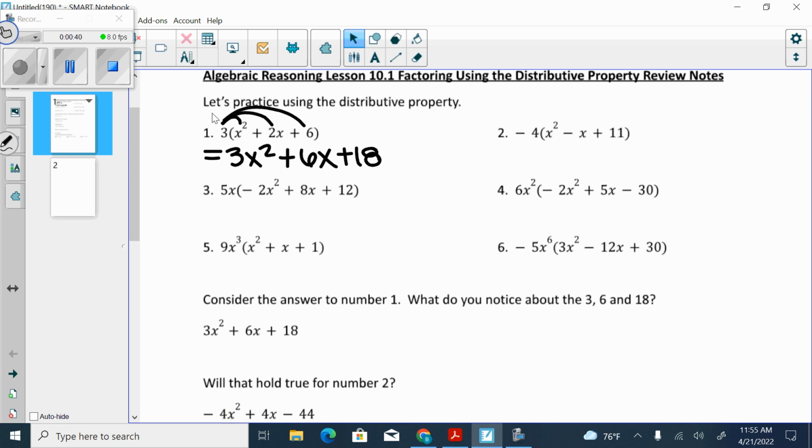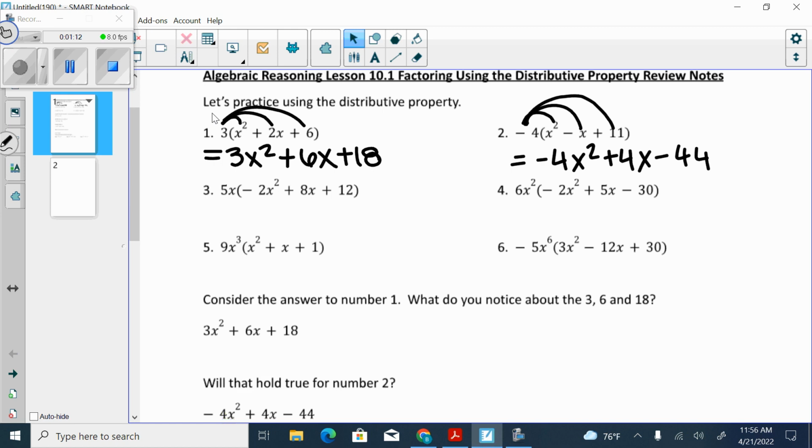All right. Now let's look over here at number 2. I've got to distribute a -4. What's -4 times x squared? -4x squared. Very good. And what's -4 times -x? 4x. Positive 4x, right? Two negatives make a positive. Very good. And then -4 times 11. Very good.